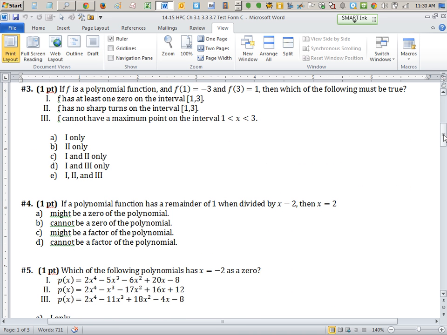If f is a polynomial function and f of 1 is -3 and f of 3 is 1, which of the following must be true? So you just have to understand that this means 1, -3 is on the graph, and this means that 3, 1 is on the graph, and you might as well draw it. Okay? So imagine plotting 1, -3 and 3, 1 on here. And it's very important you read the instructions. It says this is a polynomial graph, which means it's not this crazy complicated sine graph or ln graph. It's just a polynomial. Polynomials are continuous everywhere. They have all real numbers domain.